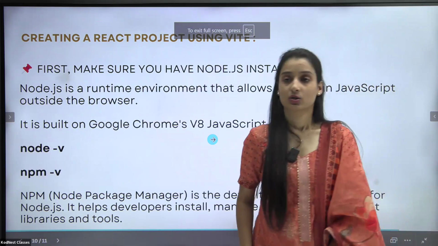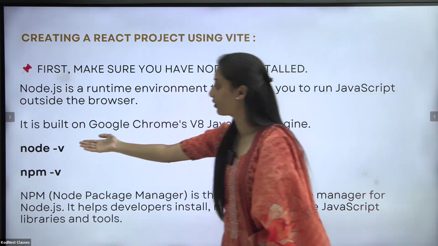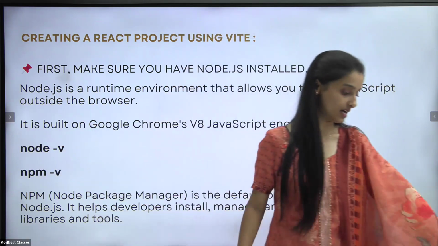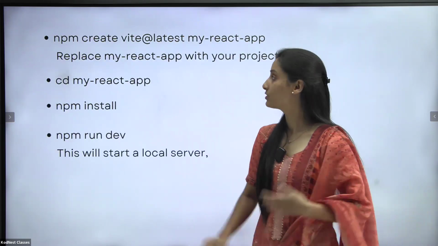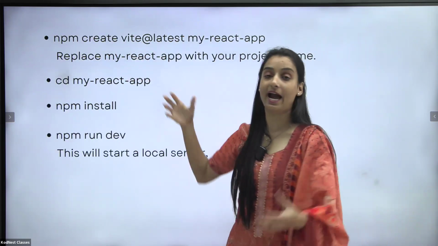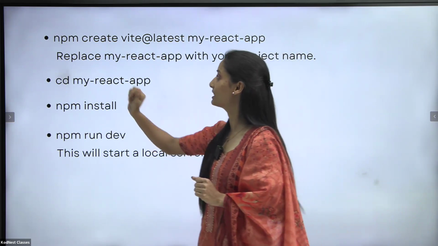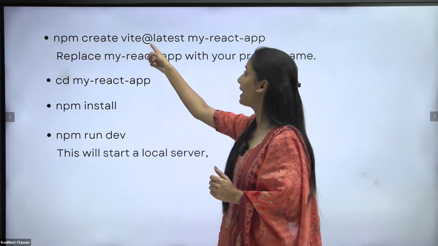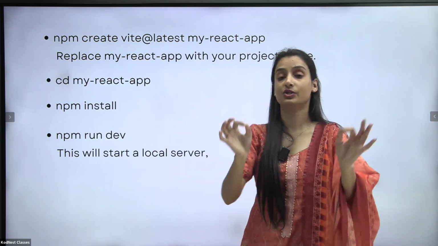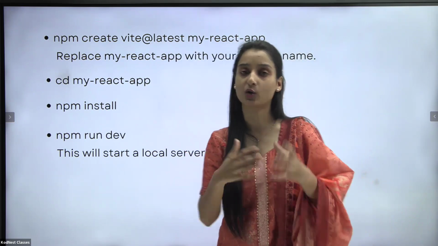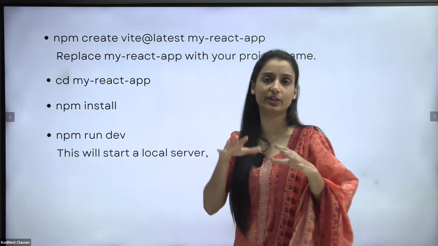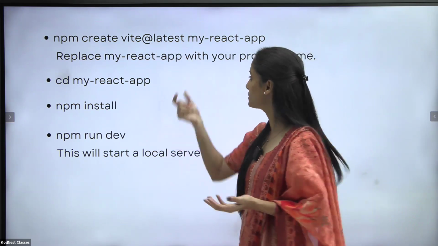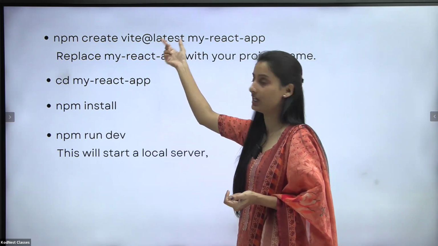Okay. So Node.js is done, node -v and npm -v are done. Now, next we have to create our React project by using the command npm create vite@latest. Vite is a build tool. @latest means whichever the latest version is, it will automatically use it. We don't need to define the version. If you want a specific version, you can define it over here.